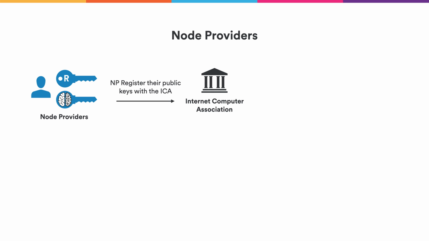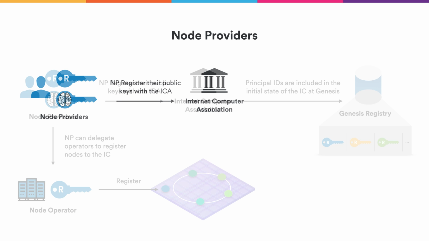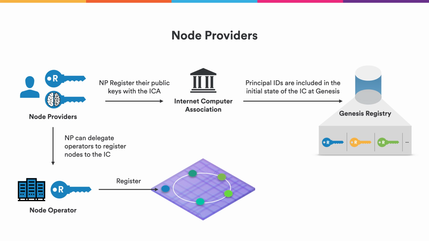These interactions are registering new nodes and governing their own neuron. So each of these interactions has its own dedicated key. After Genesis, the registration of node providers can happen using the Internet Computer itself. But before then, we need to use an out-of-band mechanism between the node providers and the Internet Computer Association. Once the Internet Computer is started, the node providers can interact directly with the Internet Computer and check that their keys have been correctly registered.